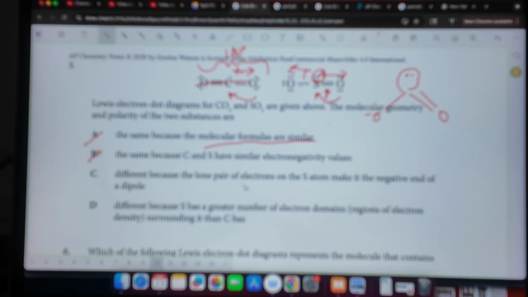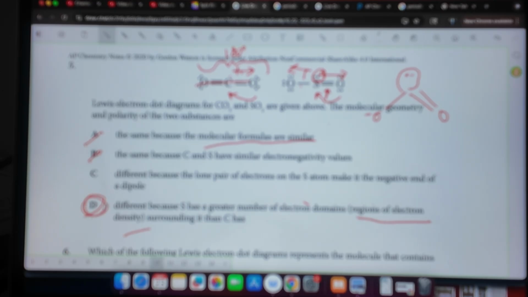They're different because the lone pairs of electrons on the S atom make the negative end of a dipole, and different because S has a greater number of electron domains, regions of electron density surrounding it than C does. Yeah, I guess that's it. Regions of electron density, if that's what you want to call them. Different because the lone pair of electrons on the S atom make it a negative end of dipole.